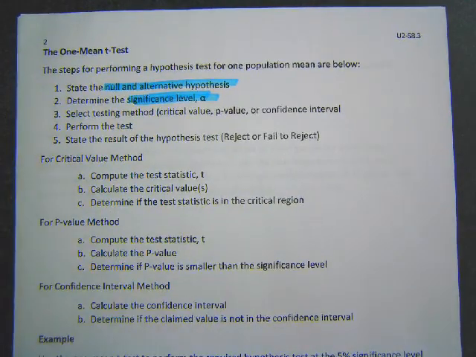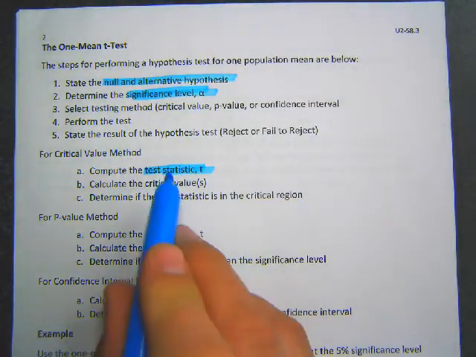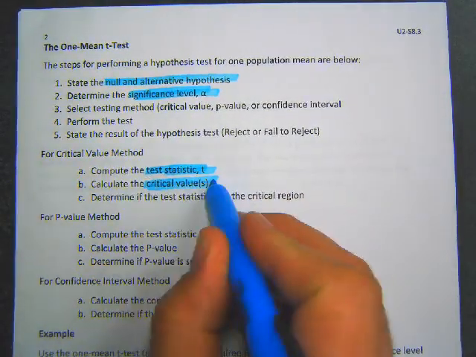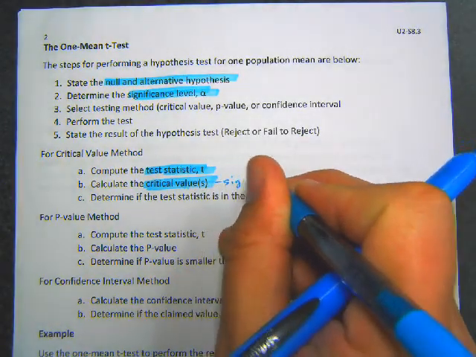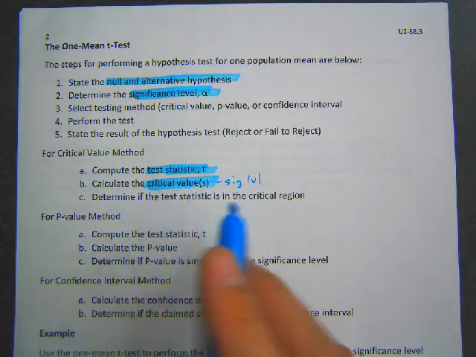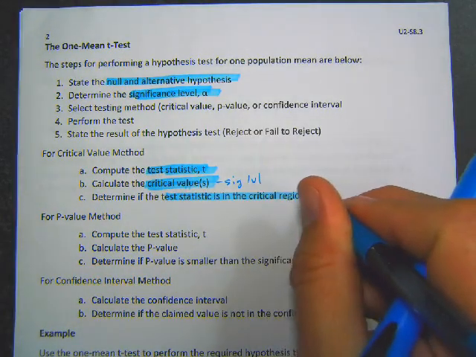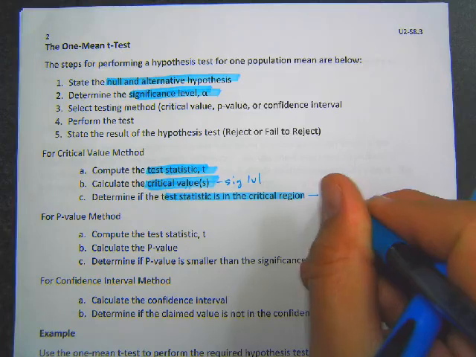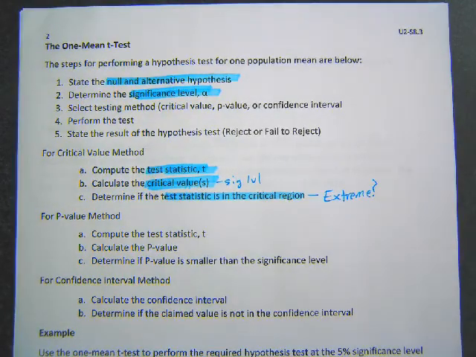If you're doing the critical value method, first we need to find that test statistic, and then find the critical values. Remember, the critical values come from the significance level. Then we compare the test statistic with the critical values and determine if the test statistic is in the critical region. Remember, it's in the critical region or the rejection region if it's extreme enough. If it's really extreme, really far left or right, whichever direction you're going, then you get to reject the null.